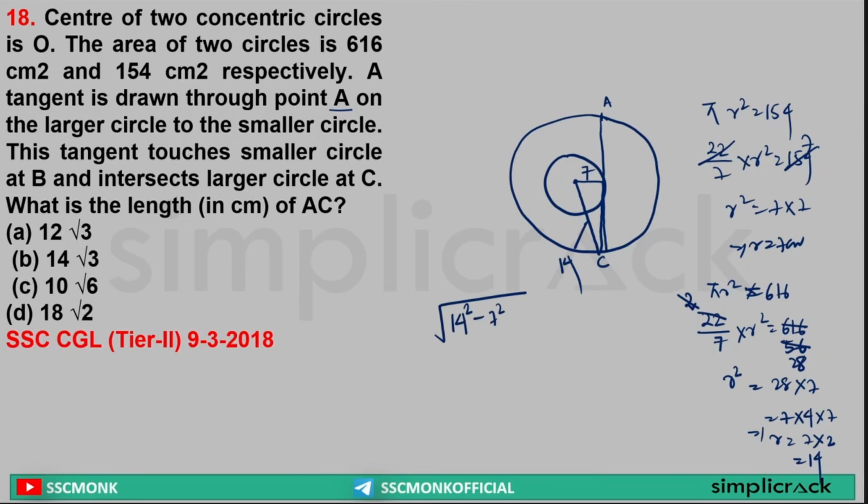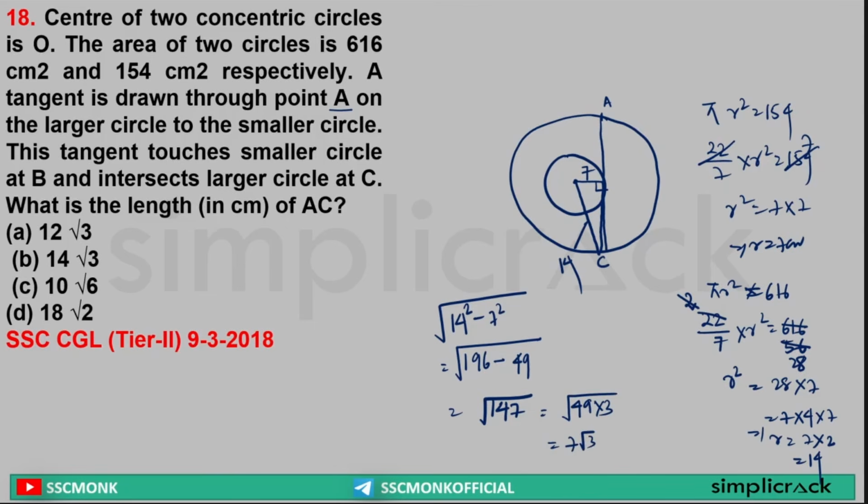the square root of 14 square minus 7 square, because this is a right angle triangle. 14 square is equal to 196, minus 7 square is equal to 49. The square root of that, 196 minus 49, is equal to 147. The square root of 147 can be written as 49 into 3. The square root of 49 is 7, and the square root of 3 is root 3.